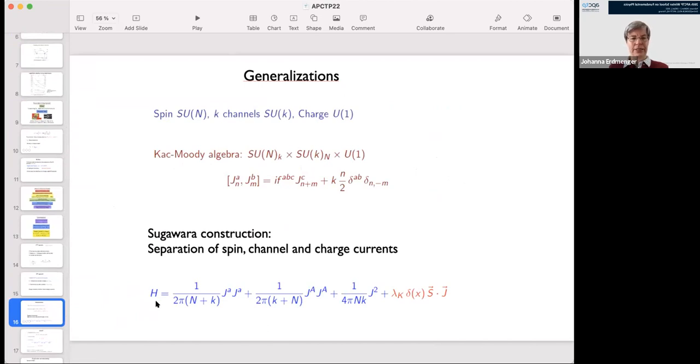So this is again my Hamiltonian. N and k are these numbers that appear here. And then here I have one current that only contains the spin symmetry, one current that corresponds to this flavor symmetry, and one current that corresponds to the electromagnetic symmetry. And I will write down how these can be written in terms of the psi left that we have.